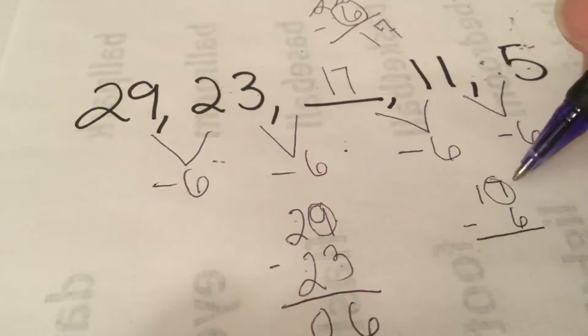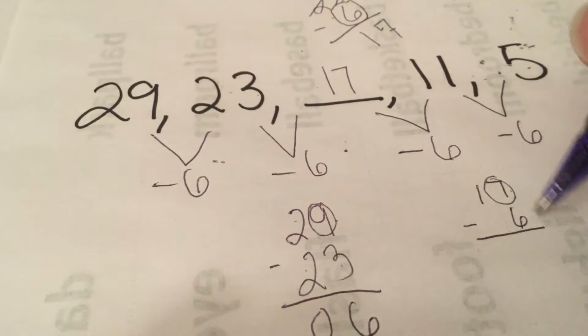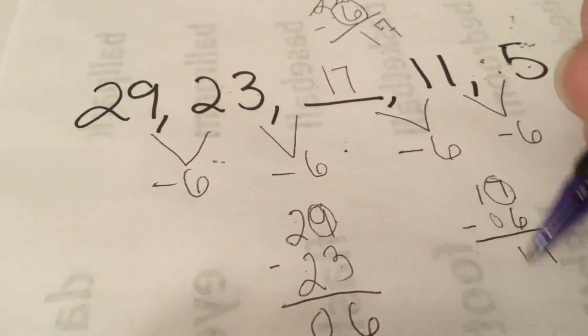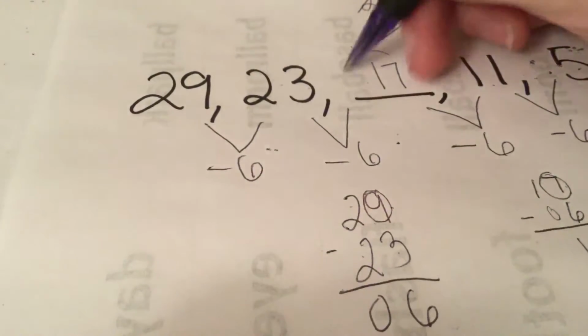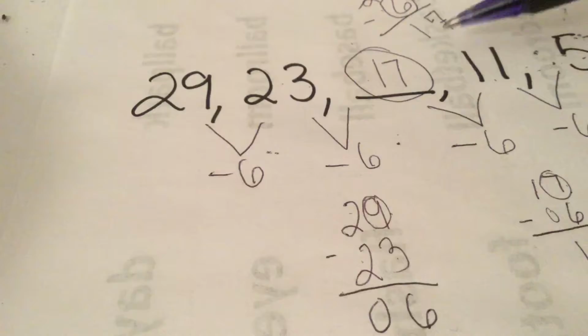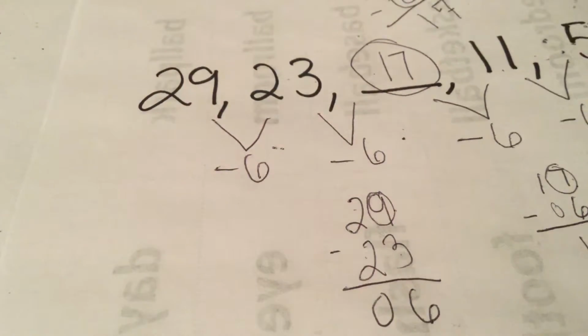I'm going to circle my bigger number, more on top, no need to stop. 1 minus 0 is 1. And it did equal 11. So my pattern was minus 6, and 17 was my answer that belonged on the line.